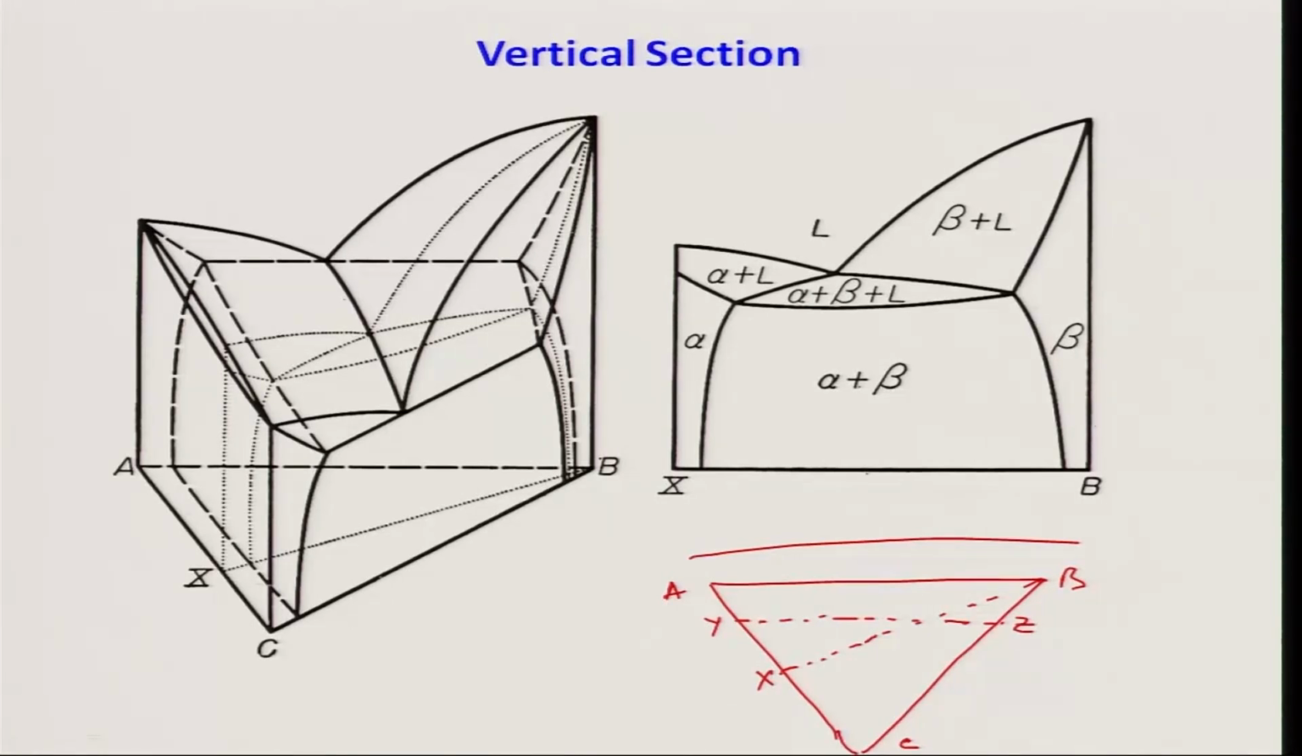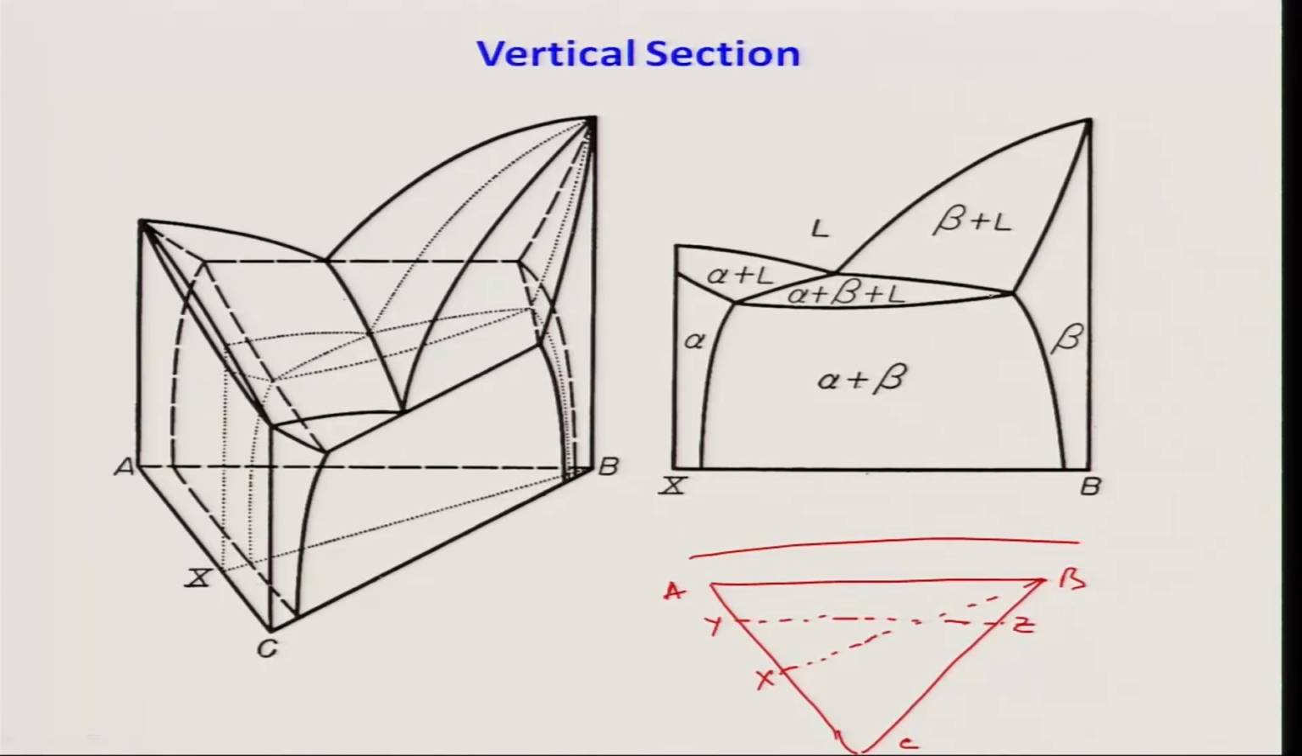Now, I am taking vertical sections along Bx. So, I take a rectangle along Bx and cut the whole phase diagram. So, what I will do? I will cut it along this, along that, this, okay. So, you have alpha, this is the alpha, then you have alpha plus liquid because liquid is at the top, then this part is alpha plus beta plus liquid, and this particular section is beta plus liquid and beta.